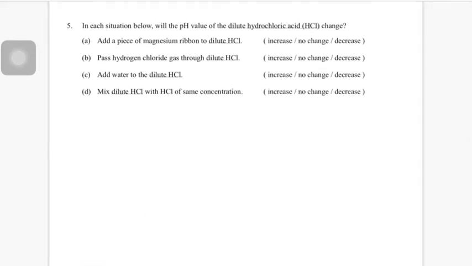And the last one, in each situation below, where does the pH value of the dilute hydrochloric acid change? First, add a piece of magnesium to dilute hydrochloric acid. Okay, so for this one, after we add the magnesium into hydrochloric acid, it will undergo this reaction.